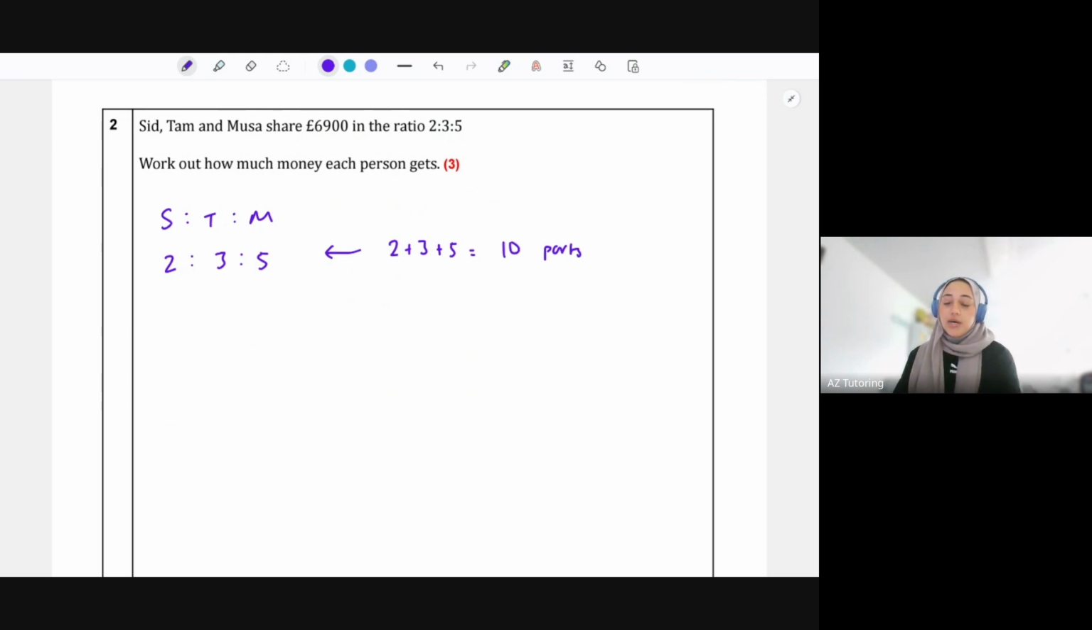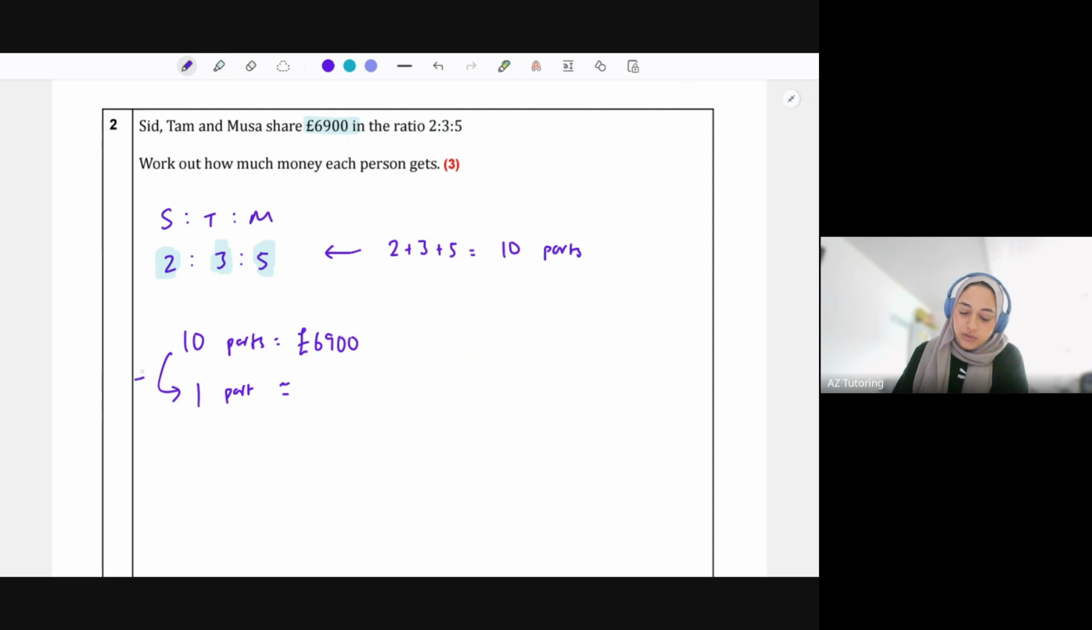So if I know there's 10 parts and in total there's £6,900, I can write that as 10 parts is £6,900. To be able to work out each share that they get, let's work out one part and then it'll be a lot easier. So how do I get from 10 to 1? Well, I divide by 10. So I'm going to do £6,900 divided by 10, which is just £690. So we've worked out one part.